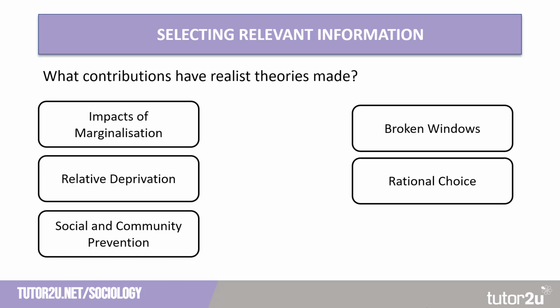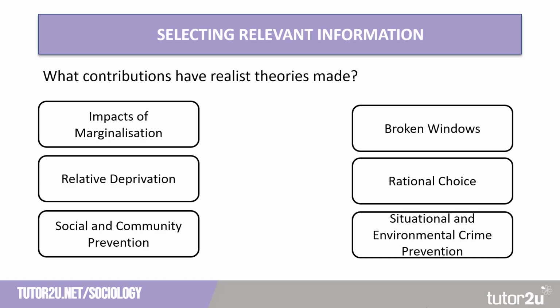also linked to Wilson and to Clarke, and the idea that crime is a rational choice that is made by an individual who weighs up the costs and the benefits of committing an act. And this links into things like harsher sentencing, zero tolerance policing, and situational crime prevention, which is our final point here, situational and environmental crime prevention, two crime prevention strategies that were proposed from right realist ideas.